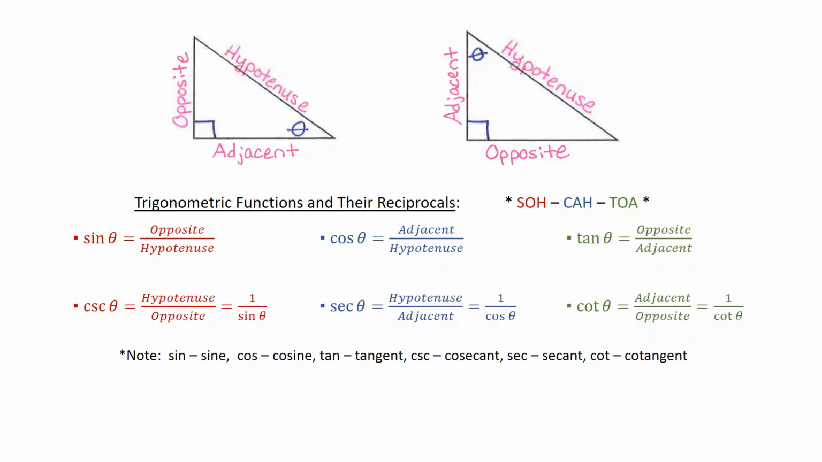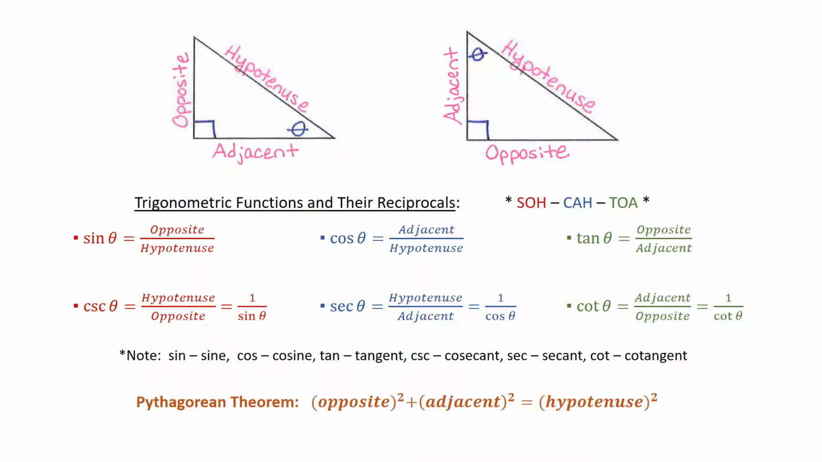Cosine theta's reciprocal function is secant theta. So because cosine is adjacent over hypotenuse, secant theta is hypotenuse over adjacent, or 1 over cosine theta. Tangent theta's reciprocal function is cotangent theta. So tangent opposite over adjacent means that cotangent theta is adjacent over opposite, or 1 over tangent theta.